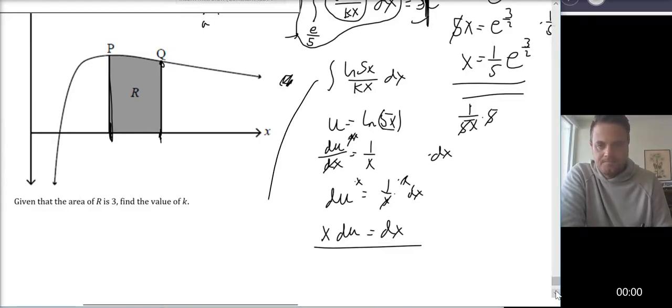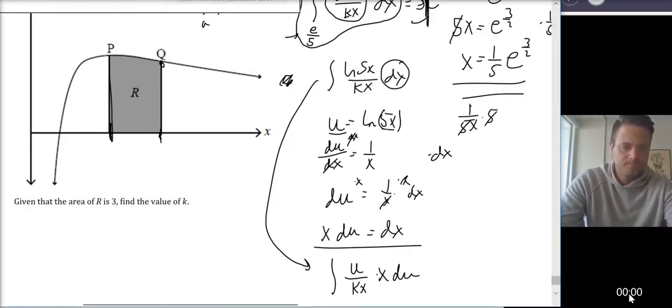And then, remember, when I have dx by itself, I can now substitute. So I get the integral of ln 5x, which I substitute with u, divided by k times x, multiplied by dx, but dx is the same as x du.